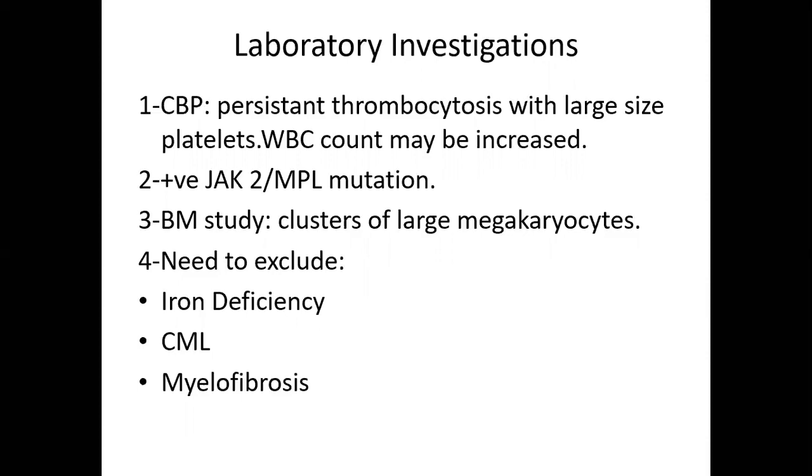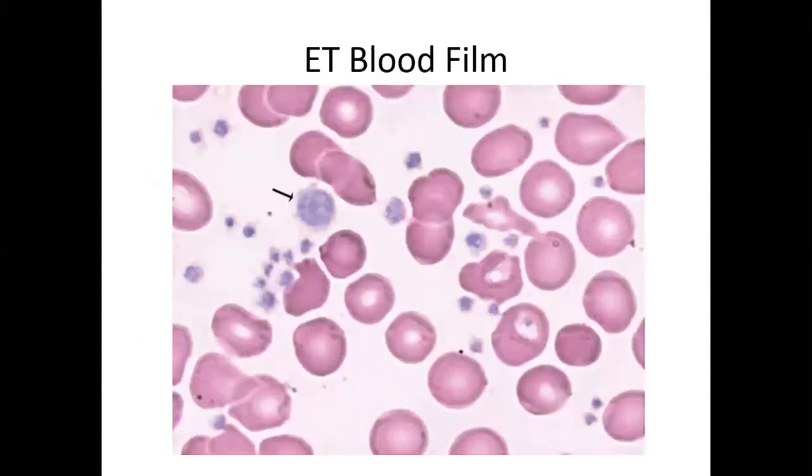Bone marrow study will show clusters of large megakaryocytes. And it is important in this condition that we should exclude iron deficiency anemia, chronic myeloid leukemia, which can sometimes be manifested initially as a thrombocytosis, and also myelofibrosis, because some cases of early myelofibrosis may present just like essential thrombocythemia. This blood film shows large size platelets that are seen in patients with essential thrombocythemia.